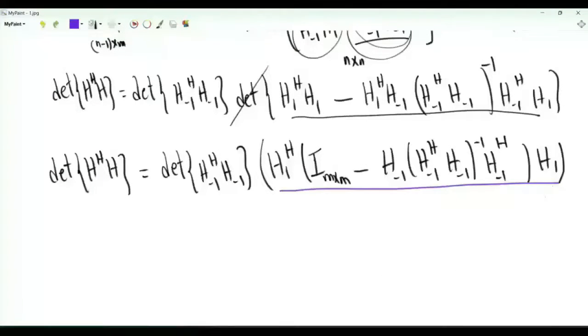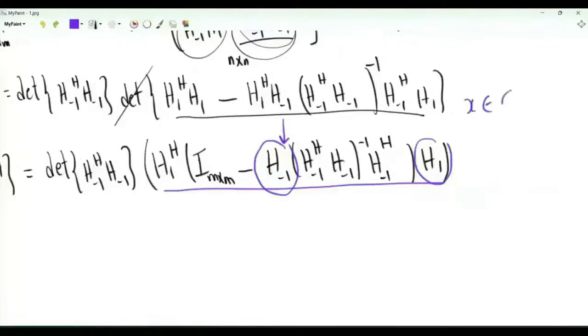What is the distribution of this quadratic form? It's a quadratic form involving a zero mean Gaussian vector and a matrix here, which is an orthogonal projector. It's a matrix that is idempotent. Its square is equal to itself. The matrix is Hermitian. Its Hermitian is equal to itself. It projects m-dimensional vectors onto the subspace that is orthogonal to the range or column space of matrix H minus 1.